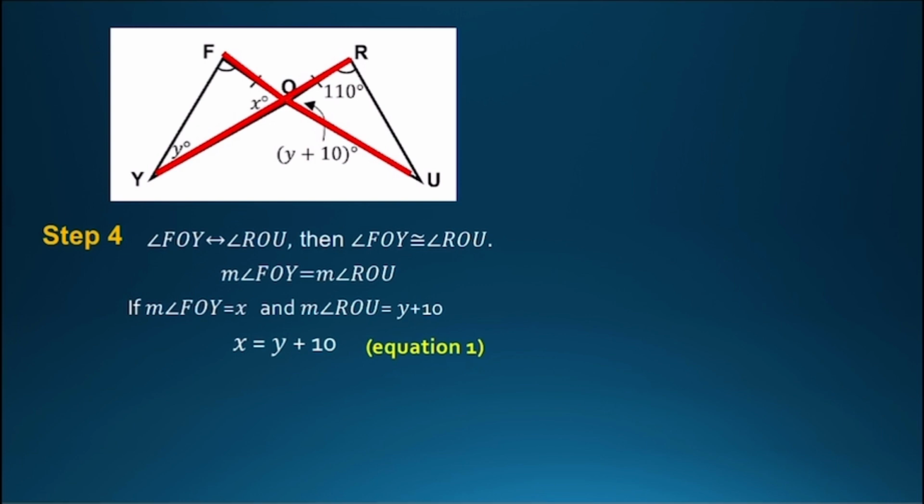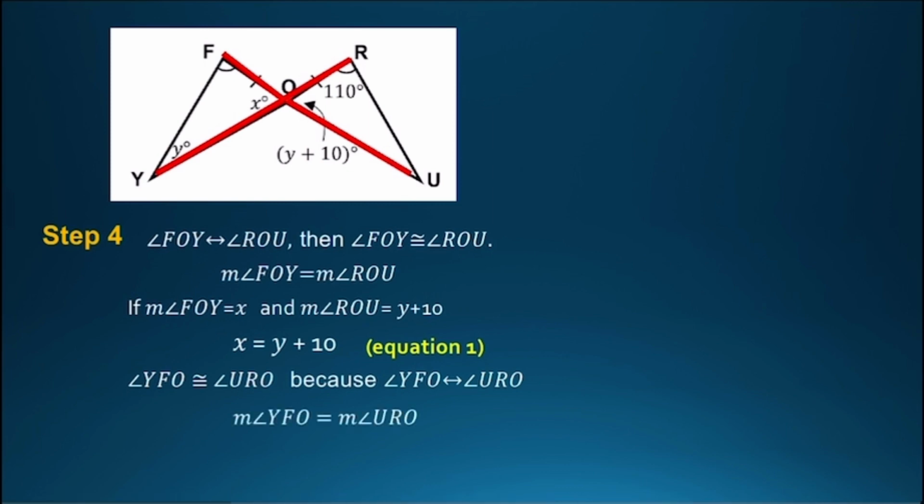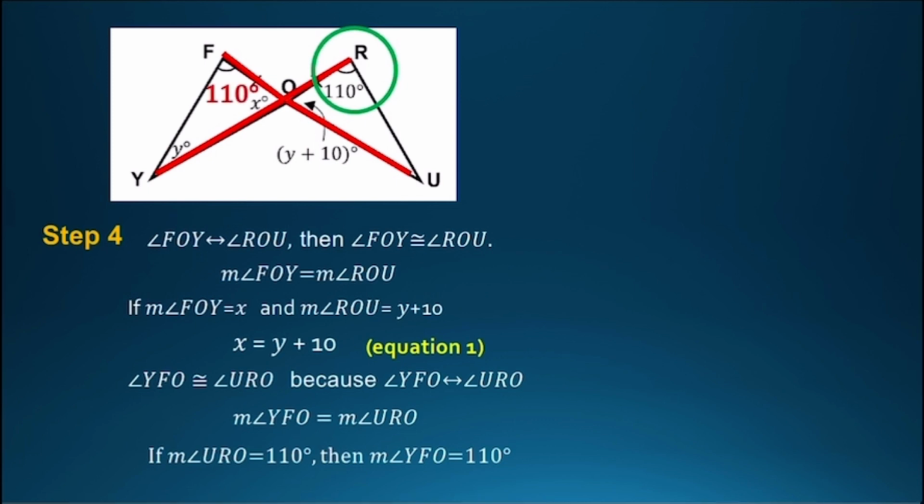We can say that angle YFO is congruent to angle URO because angle YFO is same as angle URO. Then, the degree measure of angle YFO is equal to the degree measure of angle URO. If the degree measure of angle URO is equal to 110 degrees, then the degree measure of angle YFO is also equal to 110 degrees.